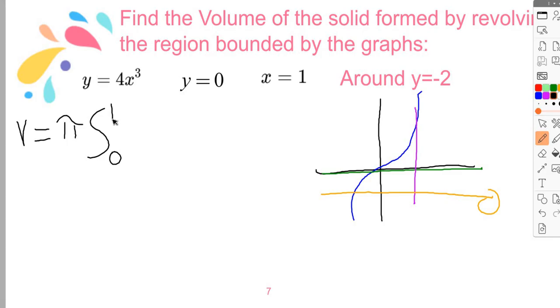Okay. Then we have to decide what our big R and little r are. So again, I'm doing this region right here. From my outer edge is my big R. From my inner edge is my little r. So, big R of x. Again, we can think about it like top minus bottom. Yes? So my top is 4x cubed. Agreed? What's our bottom curve this time?